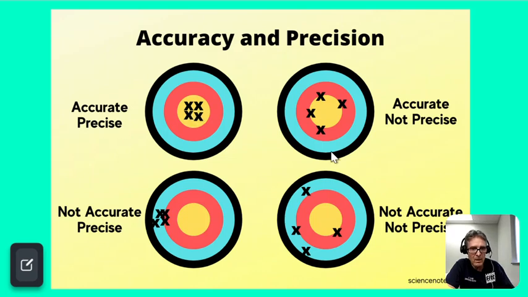precise because those arrows are in a nice tight group. Another option might be that we have something that's accurate, that if we average those shots together, between the four of them they would hit the bullseye, but it's not terribly precise because their grouping pattern is a little bit broader. This would be an example of something that is not accurate, but very precise. Look at that nice tight grouping.